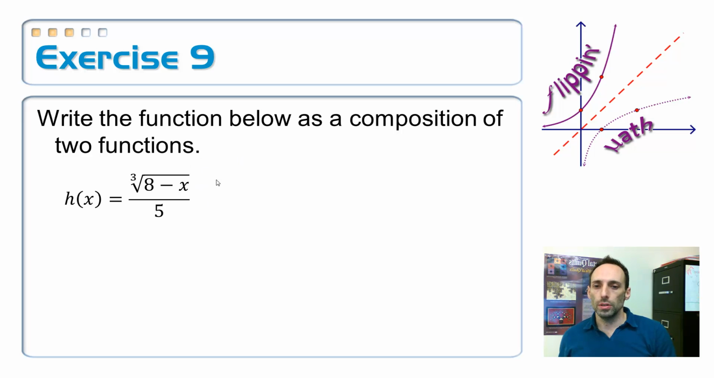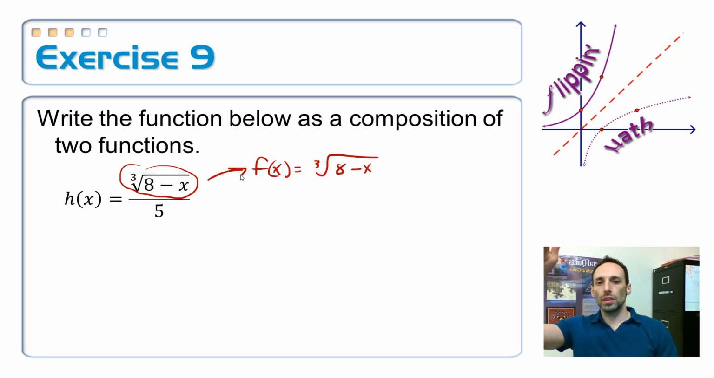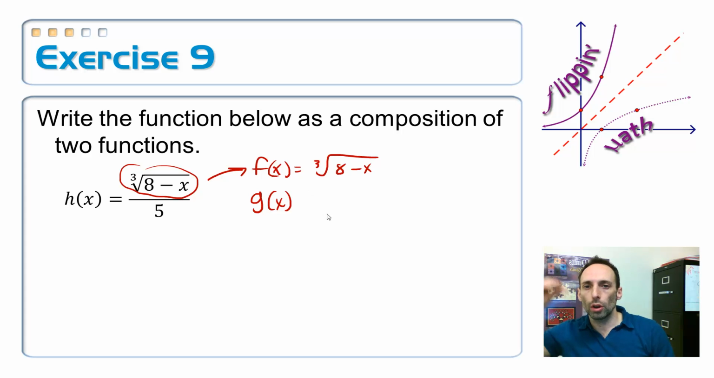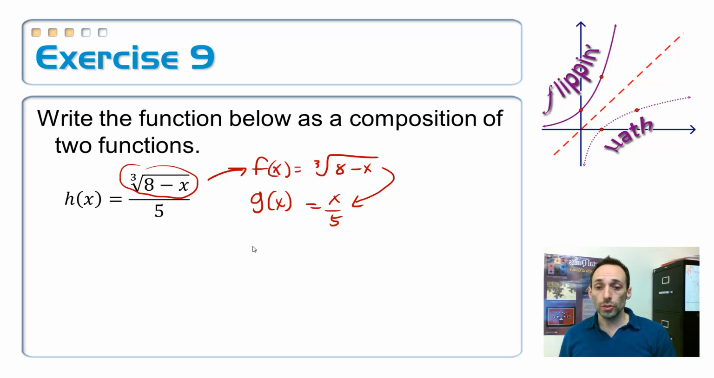So here's one way to do this. What if I just take this whole top and go, hey, that's one of the functions. Let's say that's f of x. f of x is equal to the cube root of 8 minus x. Then I tried to imagine that as being a hole in the original h of x function, and what would that look like? So g of x, I'd have a blank spot over 5, so it's just x over 5. And then this function would have to go in there. So h of x would be composed of, the exterior function is g of x, and f of x is going inside of it. Okay, so there's one possible answer.